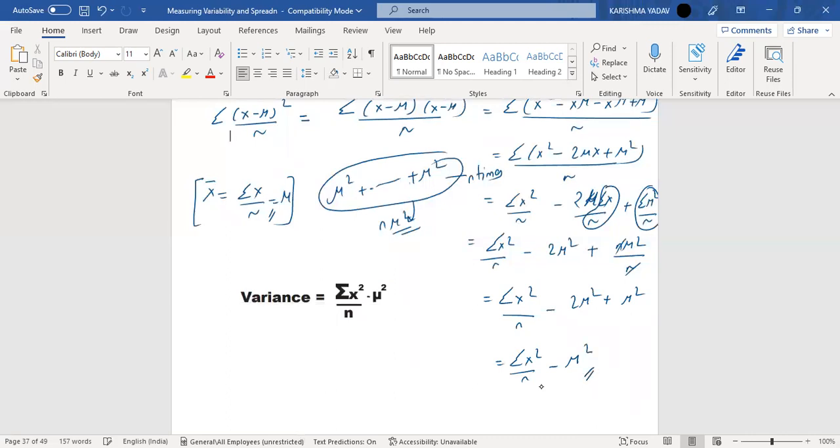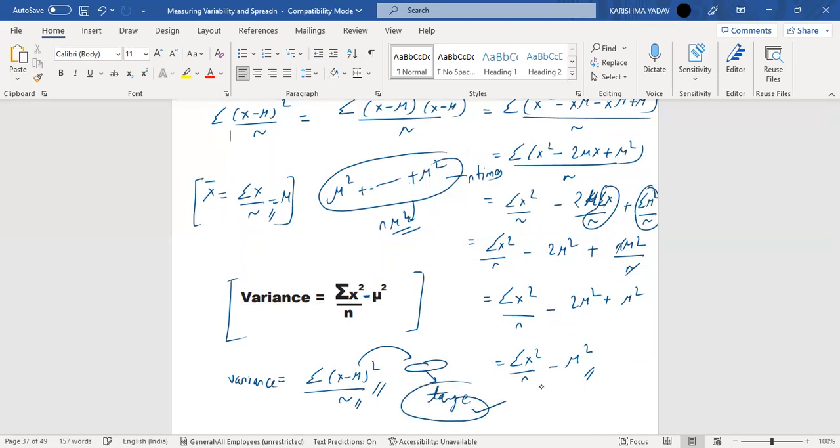Okay, so this is the simplified version of the formula for the variance, that is sigma x square by n minus mu square. And the previous formula for the variance was sigma (x minus mu) whole square divided by n. Now this is quite complicated because we have to subtract the mean from every value of data. Let's say if my mean is in decimal terms, then it is quite complicated because if we have a large data set, then it's easier to make a calculation mistake.